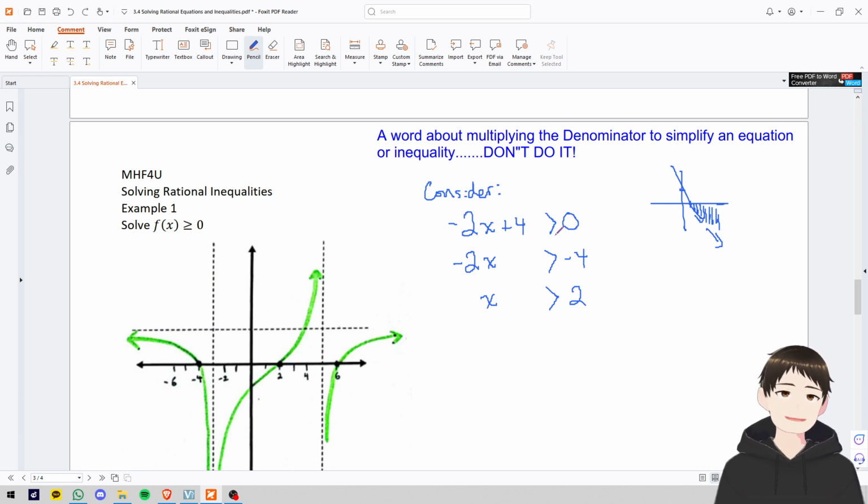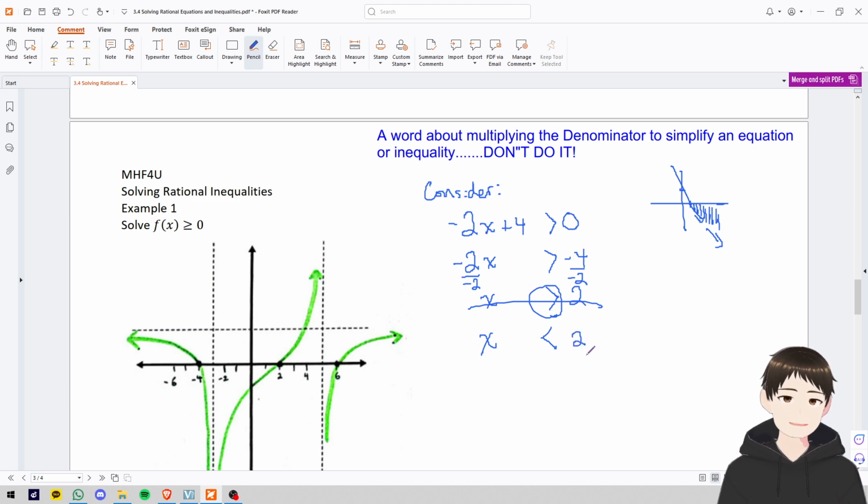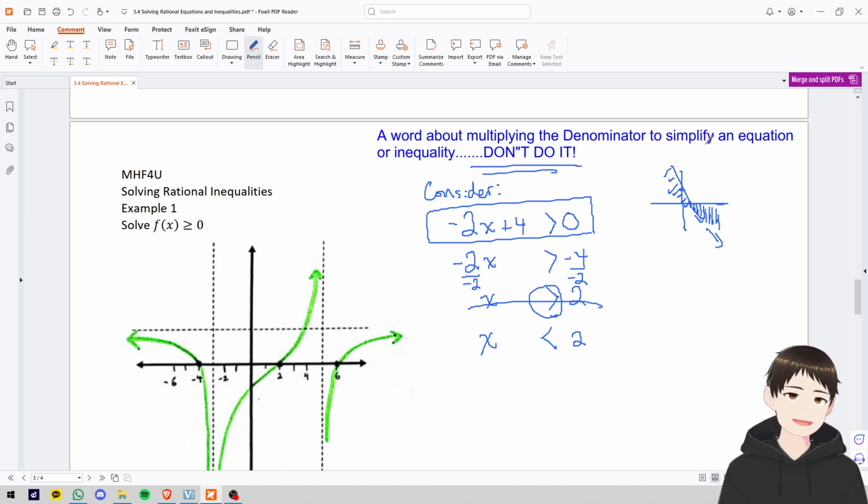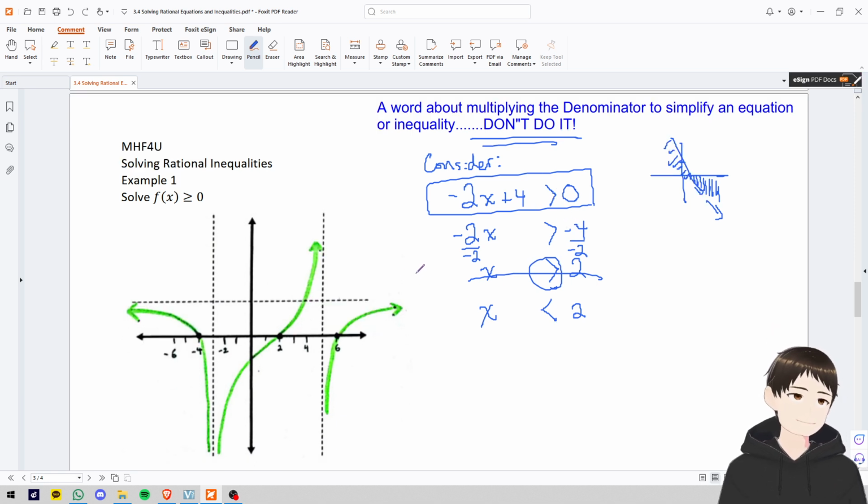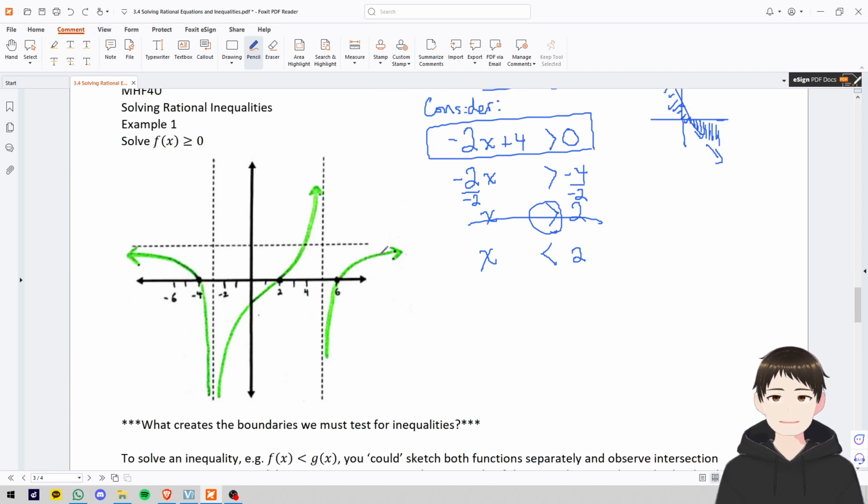What happened? As you remember, because I divided both sides by negative 2, it's sort of like a reflection has occurred. When this is done, the inequality has to flip. So when x is smaller than 2, this statement is true. So it gets really, really confusing. So do not multiply or divide the denominator, because you may be creating something that you don't want to deal with. It's just unnecessary.